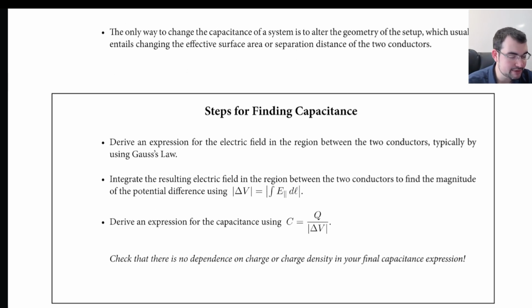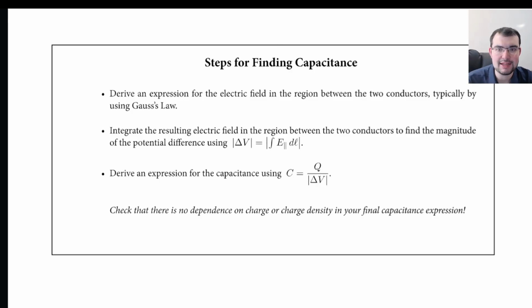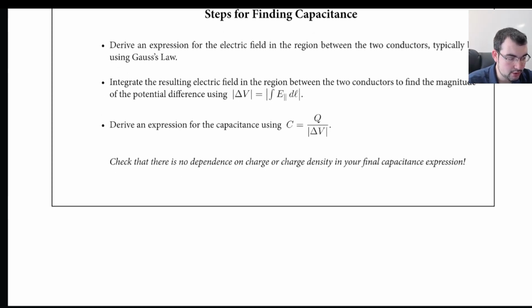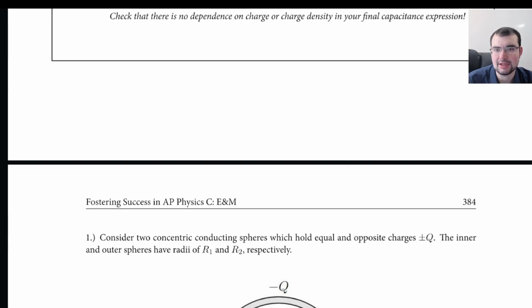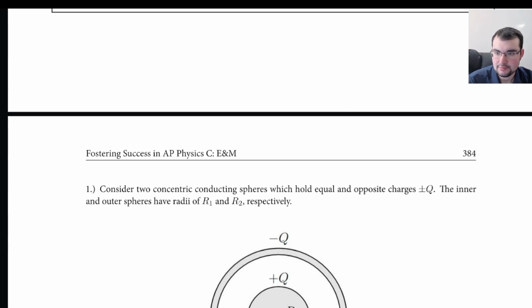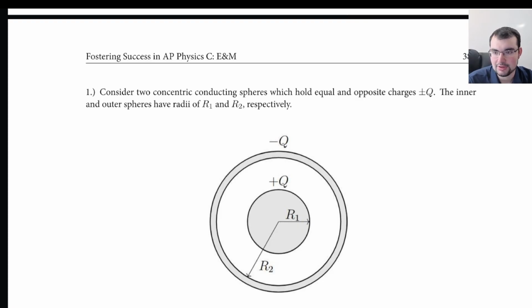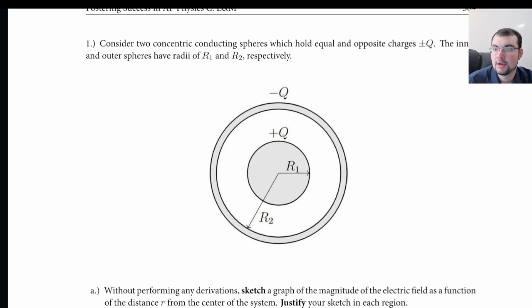So our recipe for finding capacitance is first find the E field between the conductors, probably using Gauss, then integrate between the two. And of course, we ignore all signs because we're just interested in the absolute value. And then we just plug in using C is Q divided by delta V. Make sure that you get no charge quantity in your capacitance because it can't show up. It has to be only geometry, so things like length, radius, and of course, some epsilon knots are the only thing that'll show up.